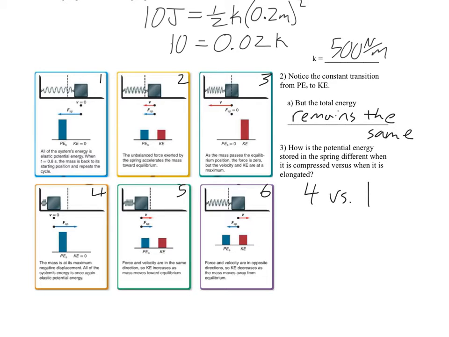Now, if you're asked to reason why there is no difference, look at the equation here. It doesn't matter if x is positive or negative, okay? Because whether it's positive or negative, when you square it, you're always going to get a positive value. So the potential energy in the spring is always going to be positive. And if you notice in numbers 1 and 4, the spring is compressed or elongated about the same distance from equilibrium. Therefore, the potential energy is the same in both cases. It doesn't matter if it's compressed or elongated.